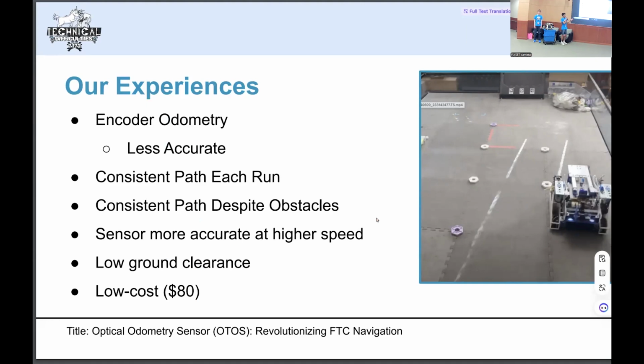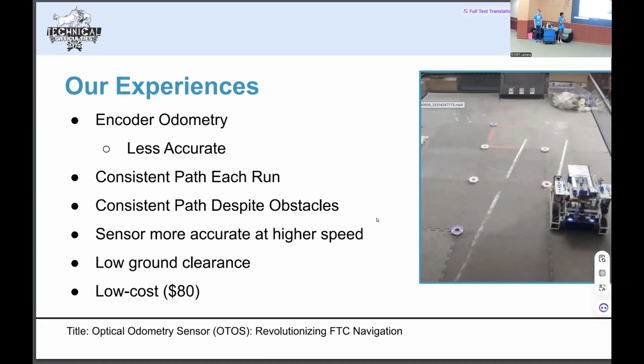So there's a consistent path each run, right? Meaning that you can account for obstacles, you can account for field conditions, battery voltage. If you just have a functioning motion system, odometry becomes a piece of cake. The sensor is actually more accurate at higher speed, which is kind of surprising to us. So now we can run a robot and not have to worry about this.